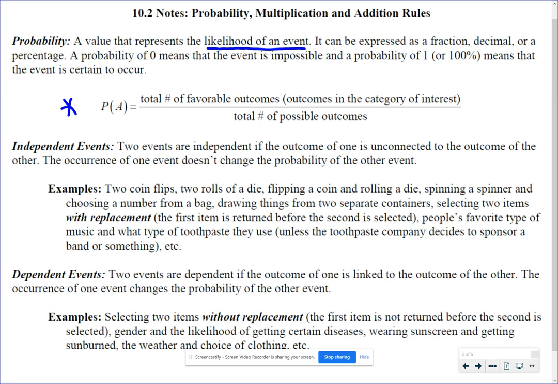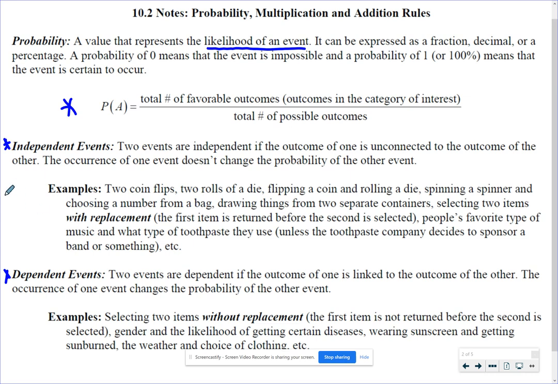All right, so independent events. We're going to talk about independent versus dependent. So independent events are events that don't affect each other's outcomes. So two events are independent if the outcome of one is unconnected to the outcome of the other. So the occurrence of one doesn't change the probability of the other.